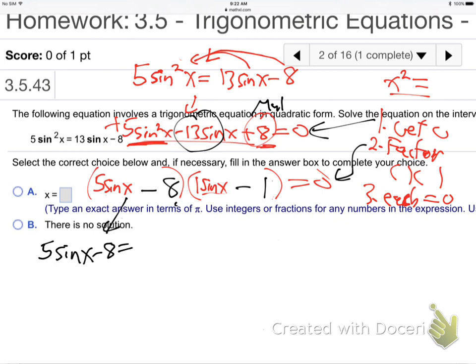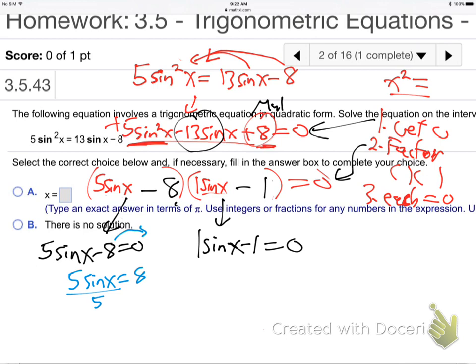So 5 sine minus 8 equals 0. And sine minus 1 equals 0. We good to there so far? And then just solve each of these little equations separately. So I'm going to move the 8 over. 5 sine is 8. Divide by 5. Hit the buttons on your calculator. What is that, 1.3? On the other side, move that over. Sine is positive 1. We good so far?